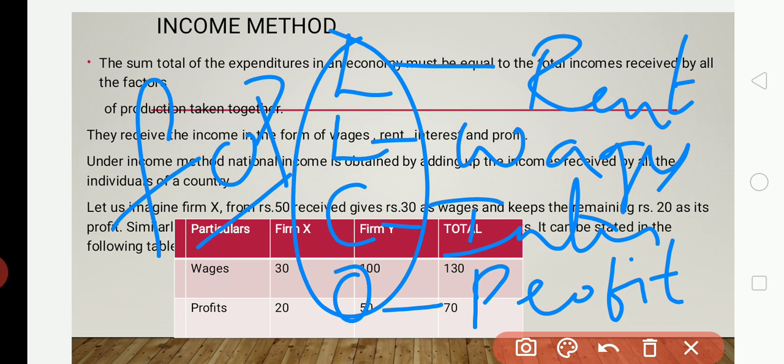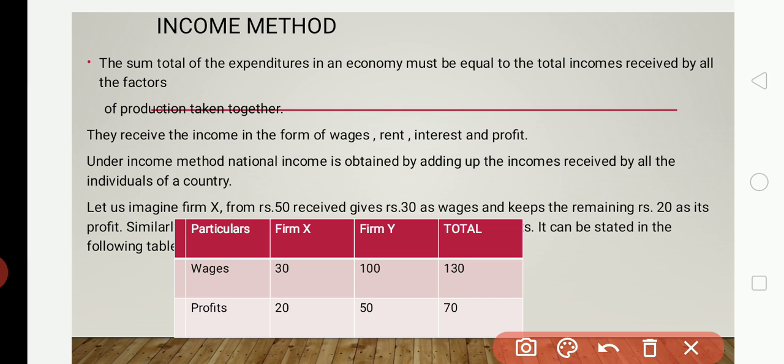Okay, that means the national income is distributed in the form of rent, in the form of wages, in the form of interest, in the form of profit. So it studies from the distribution side. Right?